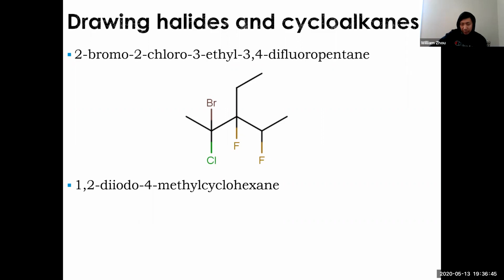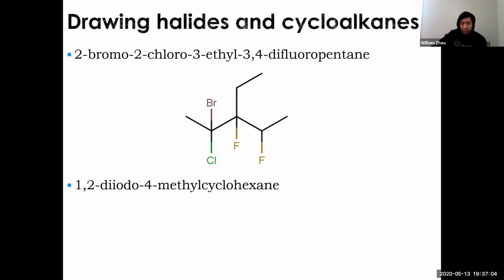So with that one, I have bromine on carbon 2, chlorine on carbon 2 because of 2 bromo, 2 chloro, 3 ethyl, so ethyl on carbon 3, 3, 4 difluoro, so 3 and 4 have a fluoro, and this is pentane, 5 carbons in total. So just make sure you check all the boxes.